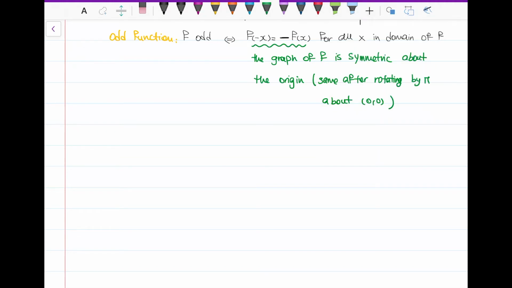Let me give you two examples of this one as well. Y-axis, x-axis, and look at this graph. Y equals x cubed. As you see, if I rotate this part about the origin by pi radians, then I get to this point. So this is symmetric about the origin.